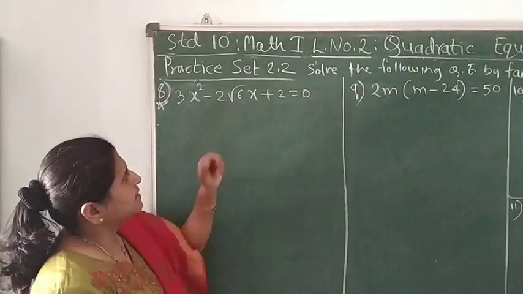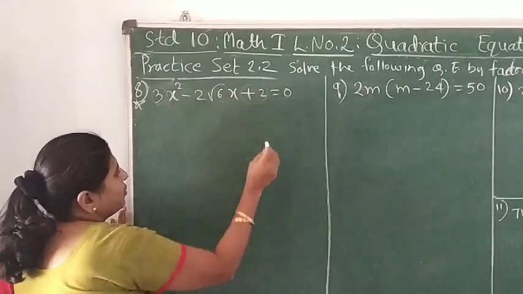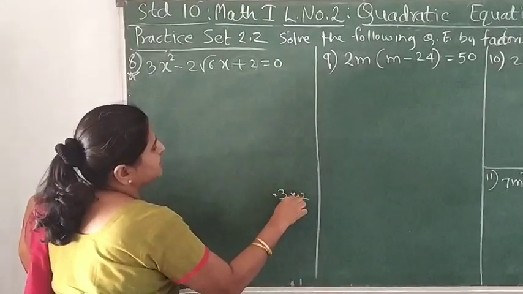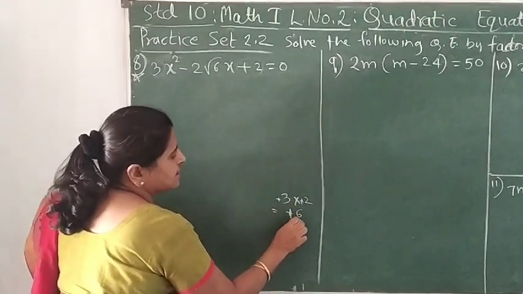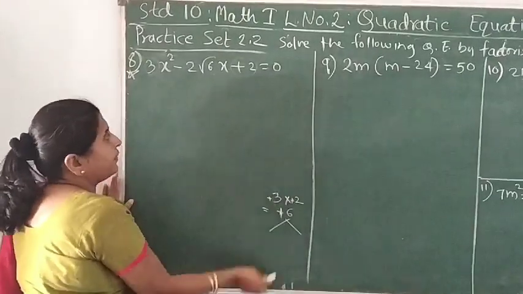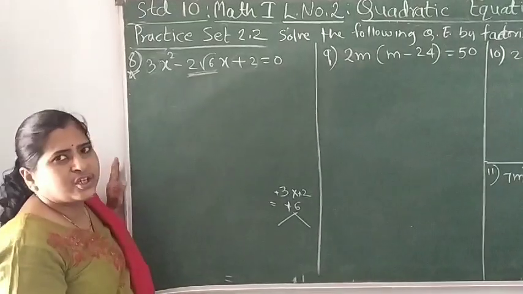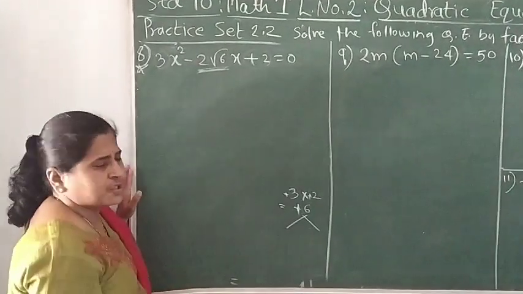Now to factorize this given trinomial, we have to take the product of a and c. What is the product? a is 3 into 2. Signs of both is plus, so 3 twos are 6, plus 6. Now we have to factorize 6 in such a way that the sum of the factors should be 2 root 6. Now this is irrational, so the factor should be such that it contains an irrational part.